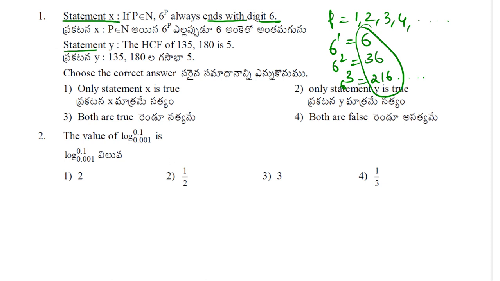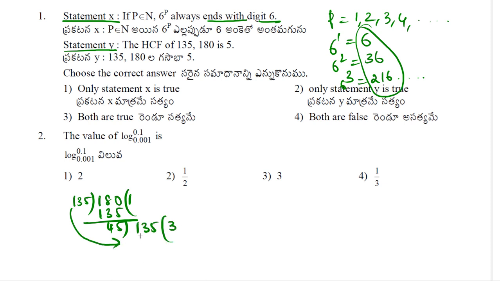Now let us go to statement Y. The HCF of 135 and 180 is 5. Let us find out the HCF of 135 and 180. Let us use the divisional method for this one. 180 we have, let us divide with 135. 135 once, 135. Subtract, this will be 5 and this will be 7 minus 3, 4. So 45. Let us take this 135 as the new dividend.